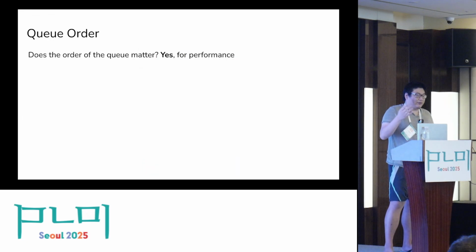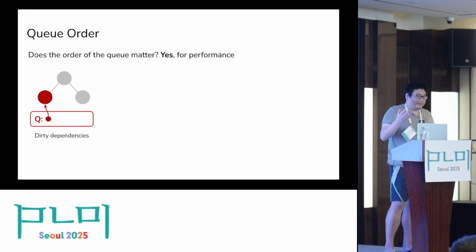Okay, we are talking about this queue. Does it matter what order we insert elements in the queue, and does it matter in what order they're processed? For correctness reasons, it turns out no. Any order is good as long as the queue eventually gets cleared. But yes, for performance reasons.